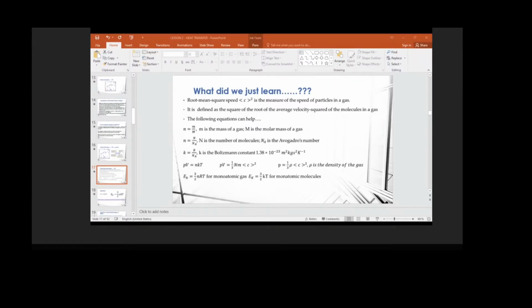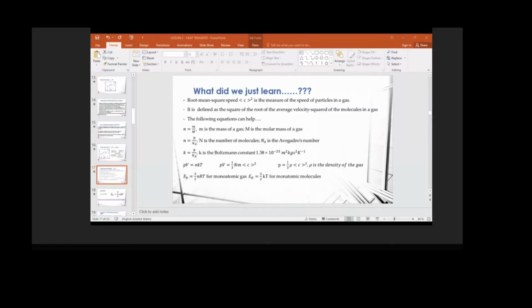Now the other equations would be the middle one there. PV is equal to 1 over 3 Nm bracket C squared. The m there is the mass of the gas, and we know C in the bracket means the root mean squared value. Also P is equal to 1 over 3 rho C squared, and the rho there is density, not pressure. So the first one is pressure equals 1 over 3 density of the gas times the root mean square value of the particles in the gas.